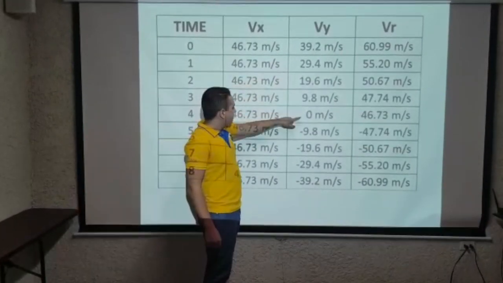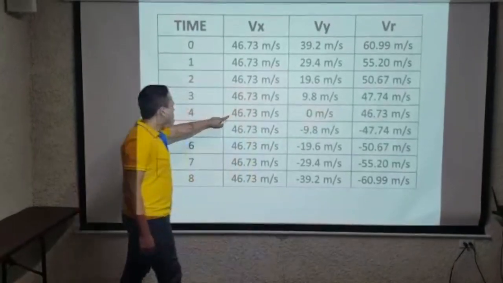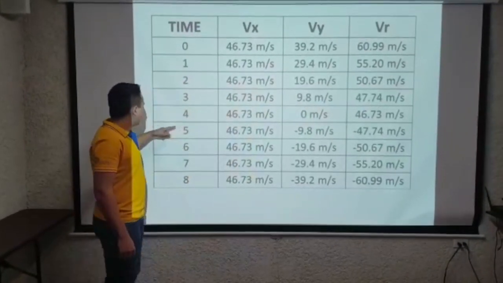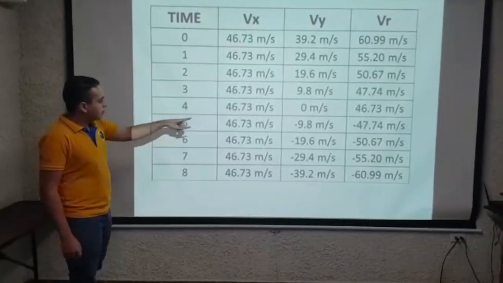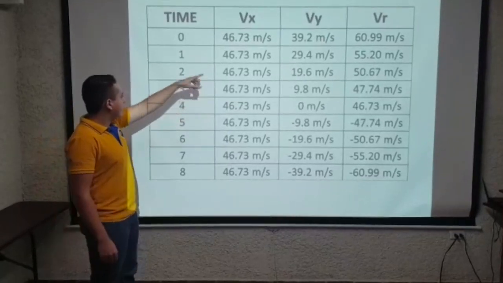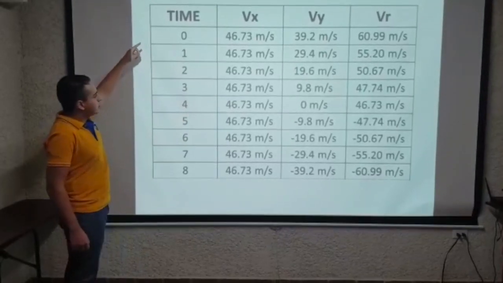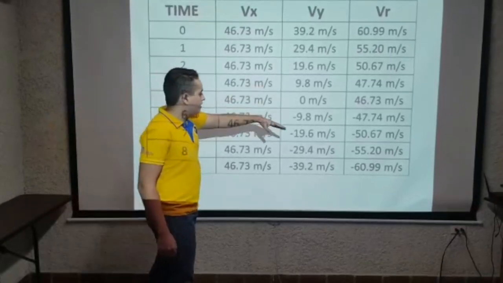In second 4 is the highest point of the parabolic throw, so the velocity in the axis y is equal to 0. So the resultant velocity is equal to the velocity in the axis x. Then in seconds 5, 6, 7, and 8, the resultant velocities are equal to the ones in seconds 0, 1, 2, and 3, but negative.